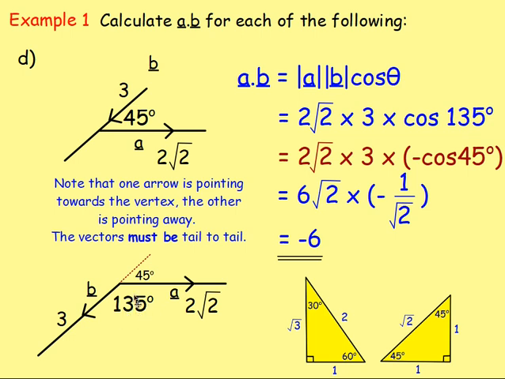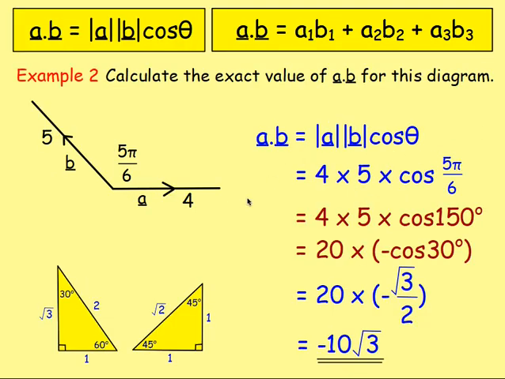So to work this one out, you have these two vectors, you know the lengths, and you know the angle between them would be 135. So just check which direction the arrows are pointing. We did some more examples with that.